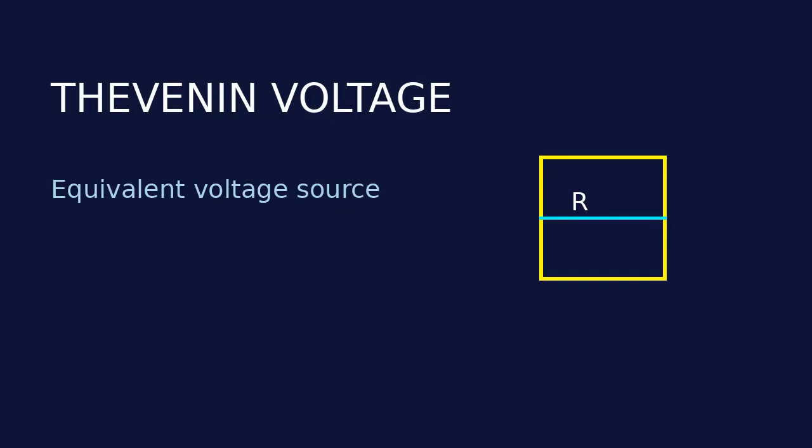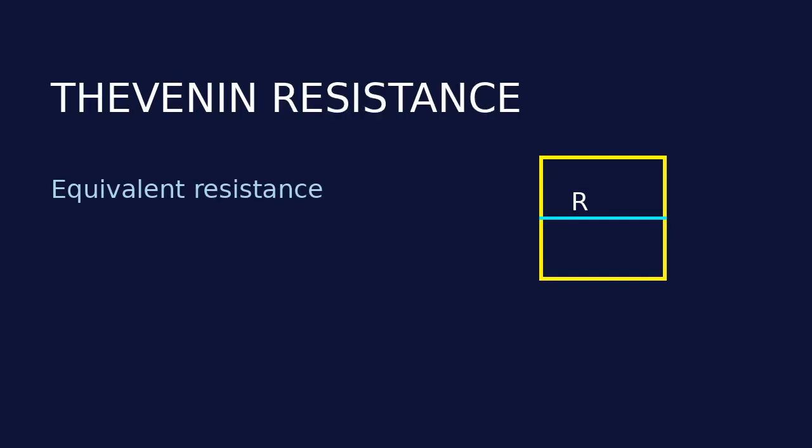Step 3. Calculate RTH, the Thévenin resistance. Do this by turning off all independent sources. Voltage sources become short circuits. Current sources become open circuits. Then calculate the equivalent resistance as seen from terminals A and B. If there are dependent sources, apply a test voltage or current source and calculate.